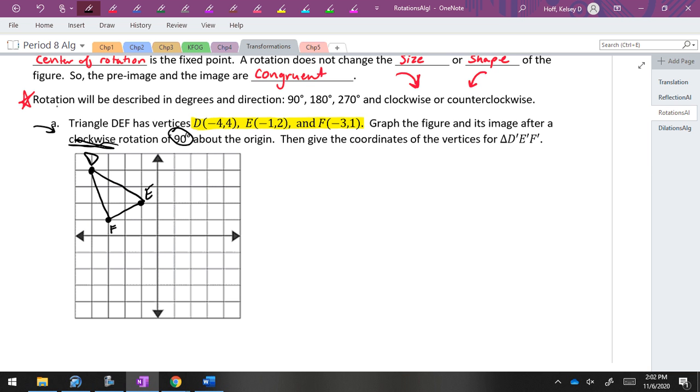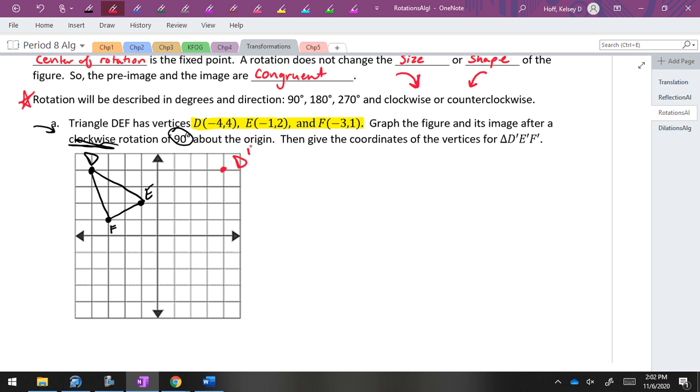Okay? Put your paper back to normal. Go right 4 and up 4. Put a dot. What are you going to label that? D prime. Take your paper, rotate it 90 degrees clockwise towards Hoosier's room.